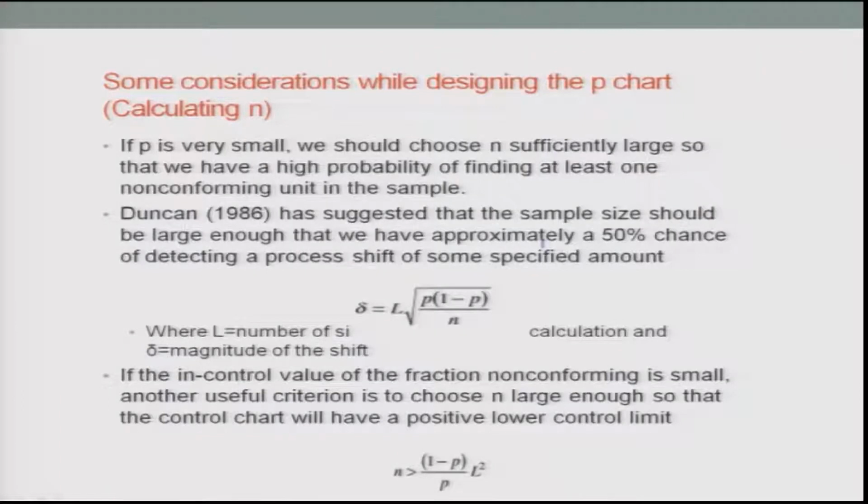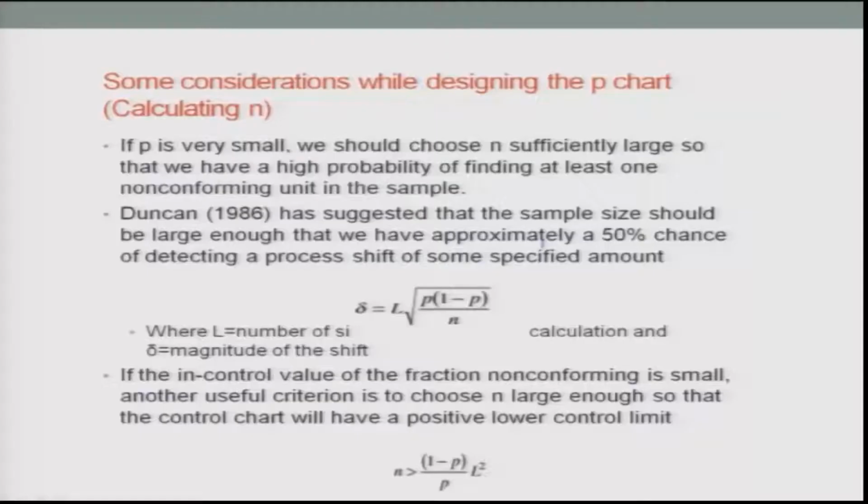Some considerations while designing the P charts: you have to find the actual n and m based on which you will do the calculations. If P is very small, we should choose n sufficiently large, so that we have a high probability of finding at least one non-conforming unit in the sample. So, if your actual calculation says the proportion is very small, obviously you take a large chunk in order to find that.